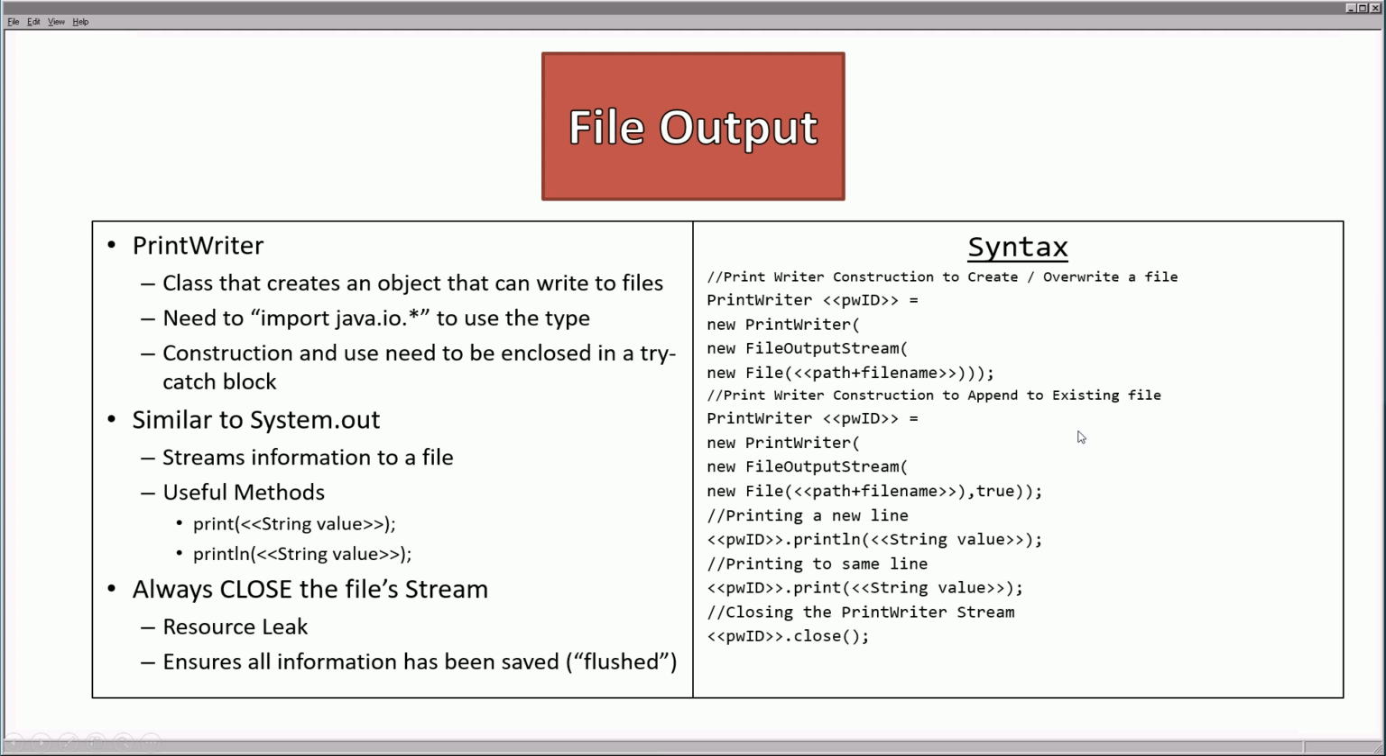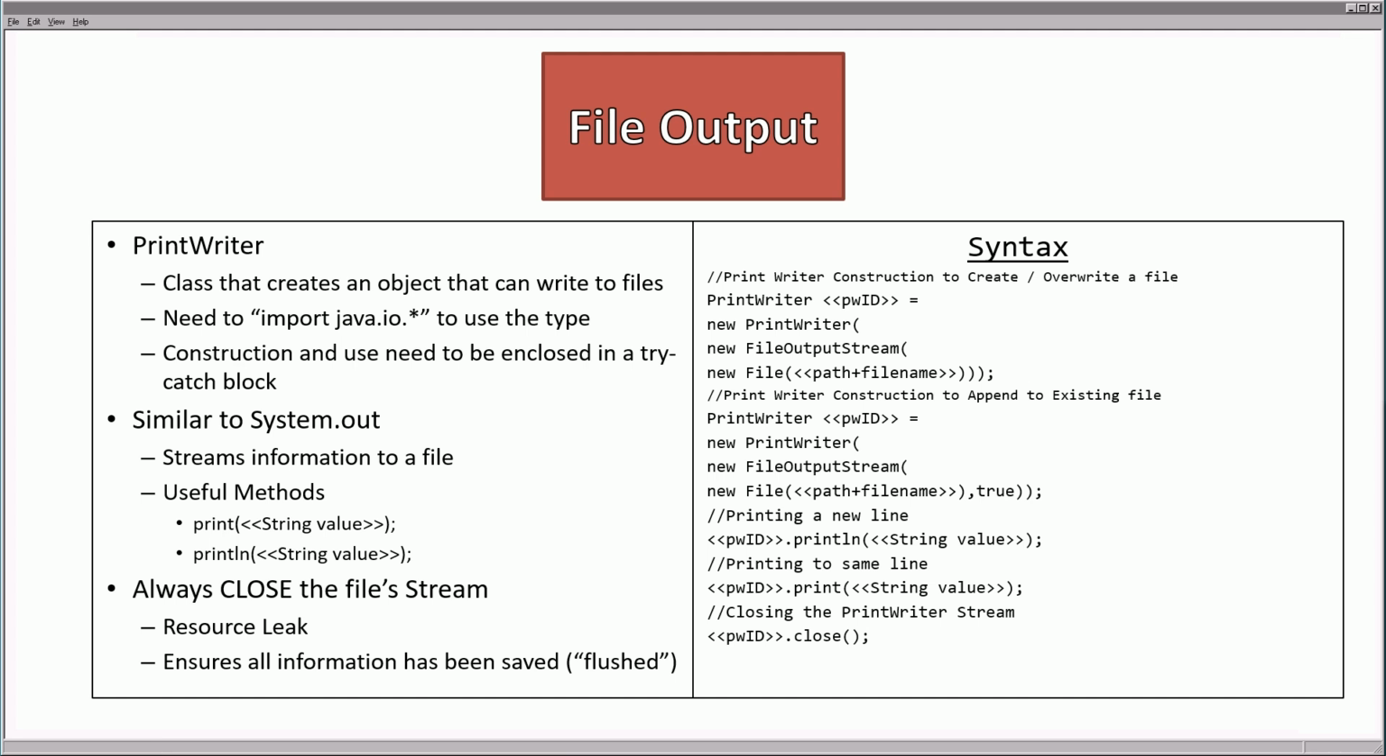Looking over at the syntax, in order to create an instance of a PrintWriter, all you have to do is use the type PrintWriter, and then construct a new PrintWriter, construct a new FileOutputStream, construct a new File, and then include the file's path along with the name. This version of it will create or overwrite a file that's in that directory.